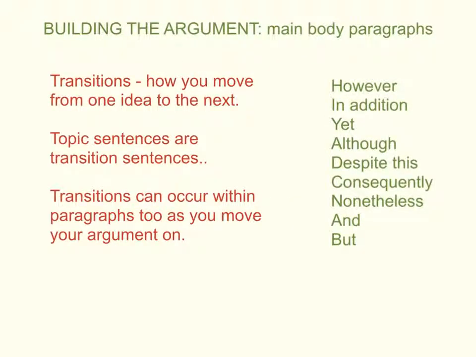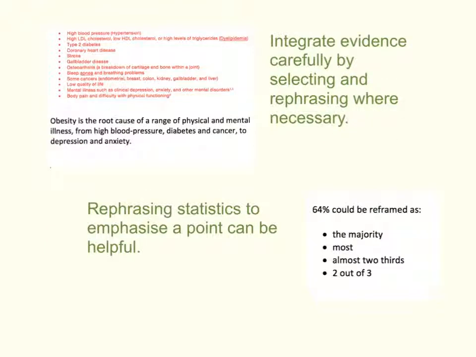Move on to your next argument smoothly. You do this by building in excellent transitions. This is how we move from one idea to the next. Topic sentences are transition sentences, as they indicate what will be happening in the rest of the paragraph. But transitions can also occur within paragraphs as you move your argument on. Some of these highlighted words are signposting words, but transitions can occur in other ways too.